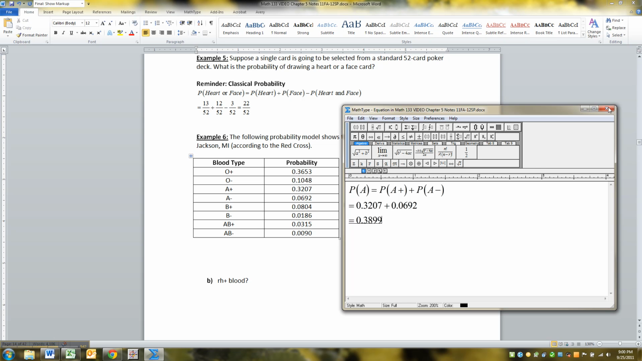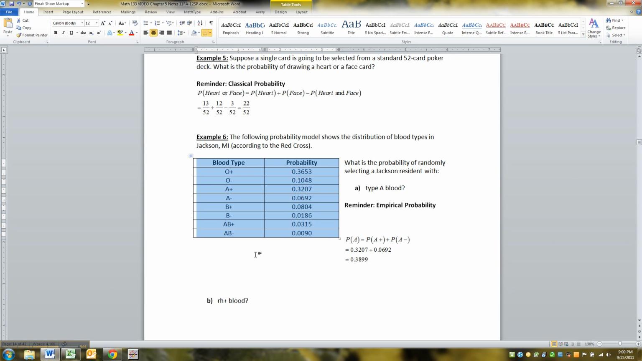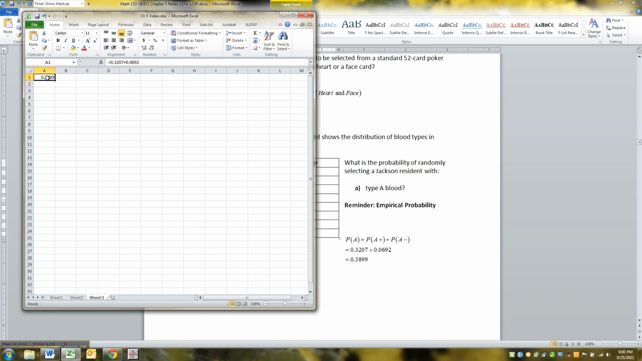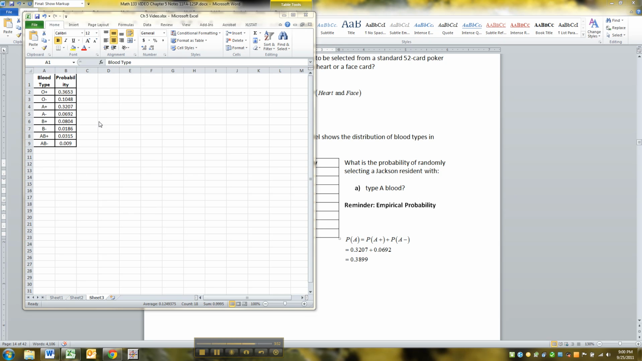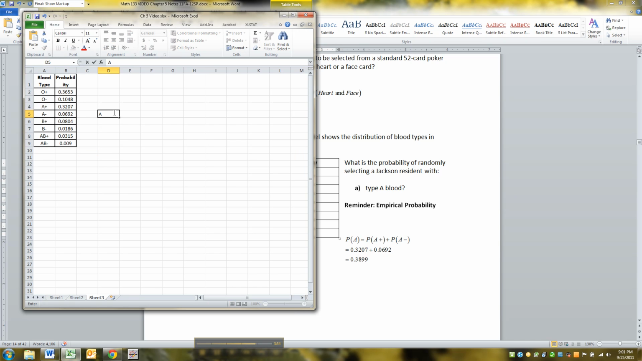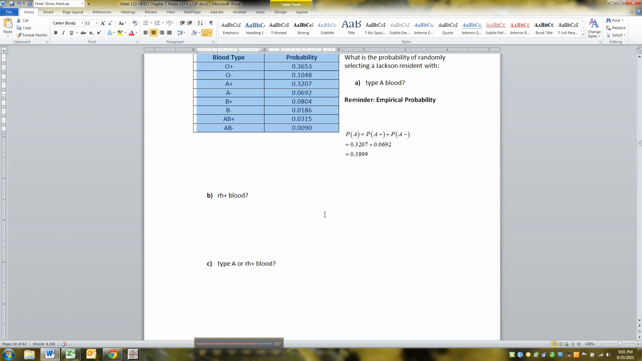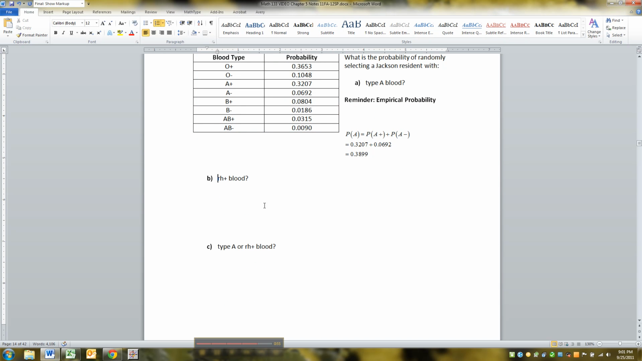Honestly, if I was going to be good about Excel, I should probably do this. Copy, paste it in there. It's going to take it a second. There it is. So A would be equal to the sum of these two, there we go, 0.3899. Now what about Rh positive blood?